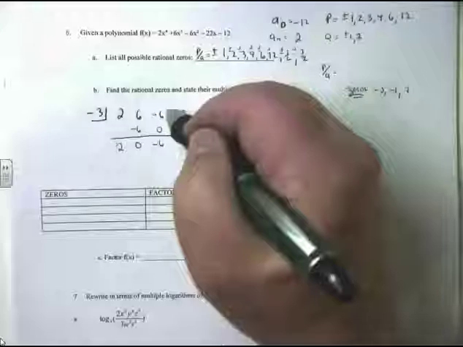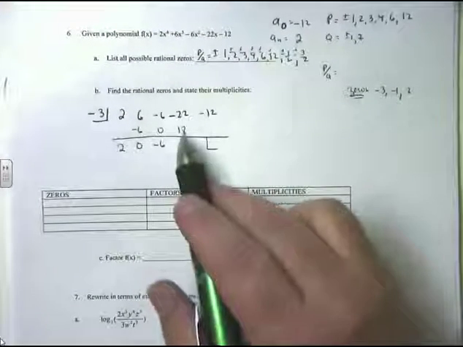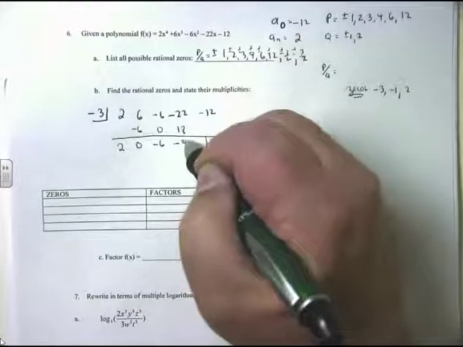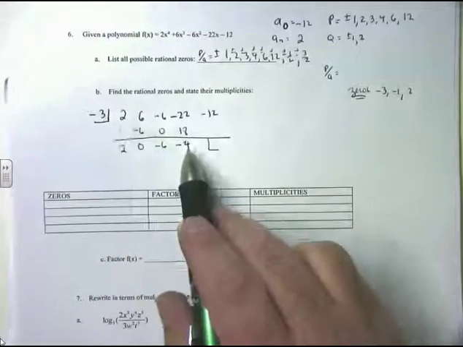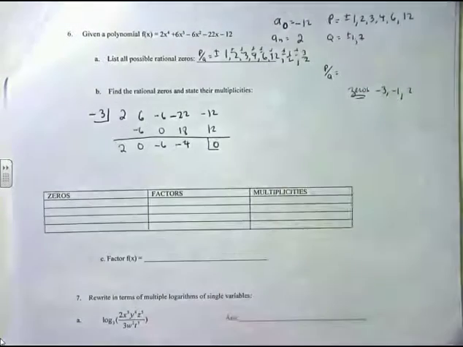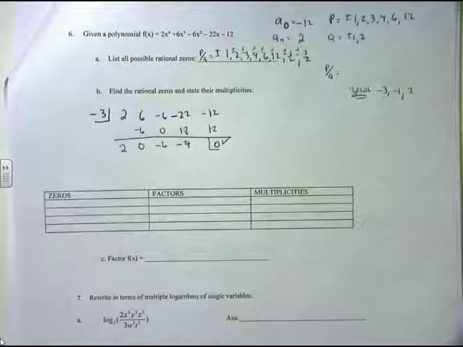Oops, watch my signs. That's a -22 there. All right, -22. So -22 plus 18 is going to be -4. Watch your signs there. And -3 times -4 is a +12. And when I add, I get 0. And that's what I was expecting, because this thing looked like a 0 to me.